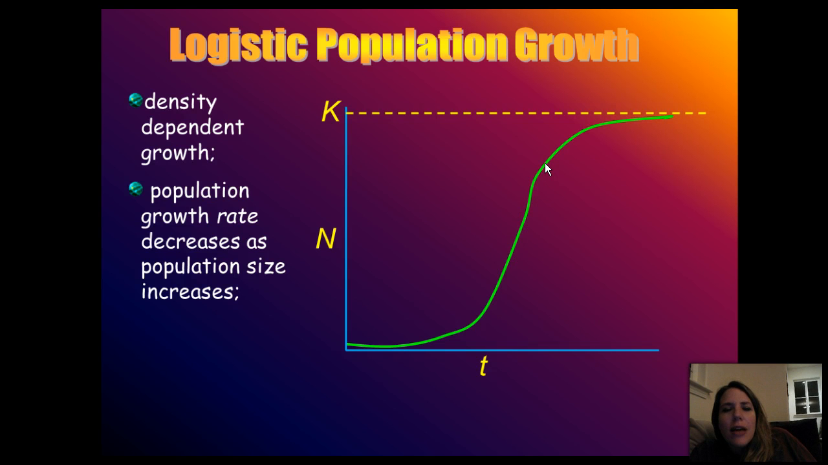You start feeling the effects of having other individuals already there. And thus, individuals are using up more and more resources as this population increases, and eventually you hit an asymptote. And we call that asymptote K. And in this case, K stands for carrying capacity.